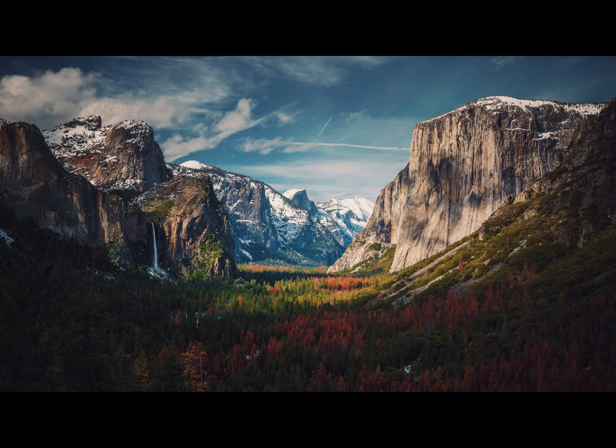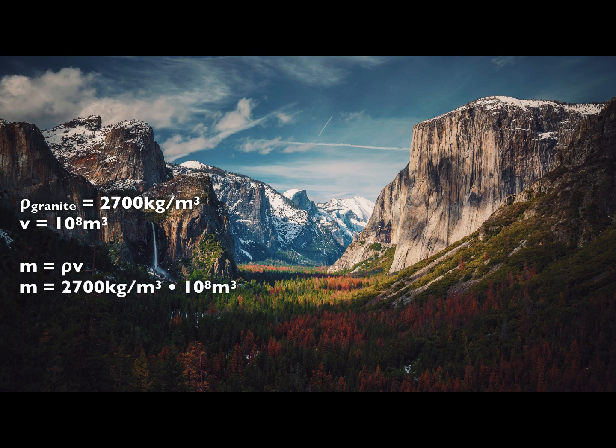In the first question, we have to find the mass of a big granite formation. That's where we need to know the density of granite. We're given the volume of granite, and we also know that mass is density times volume. So we multiply those two things together and find that granite is really heavy.